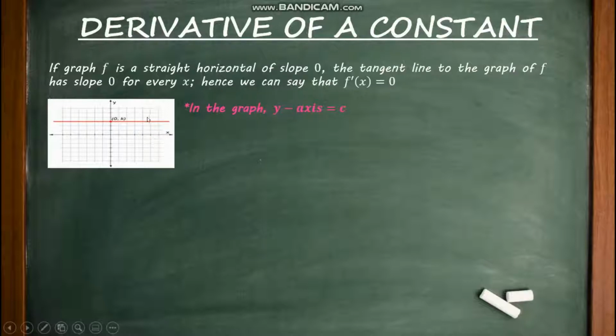If we draw a tangent line at any value of x, we can see that it's a straight horizontal line with a slope of 0. Hence, we can say that f prime of x is equal to 0.